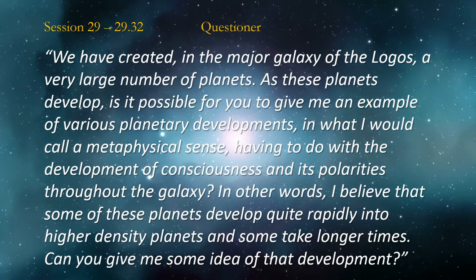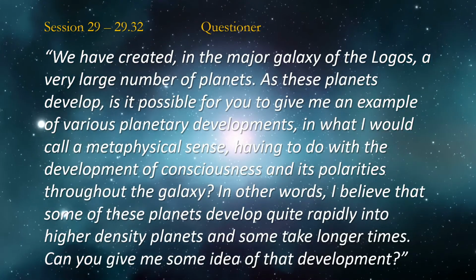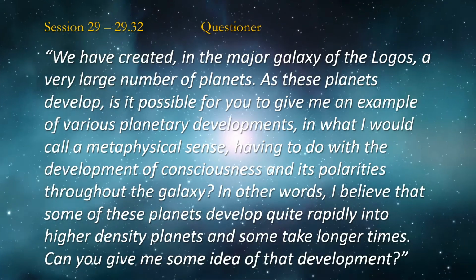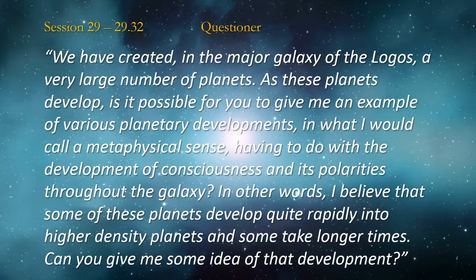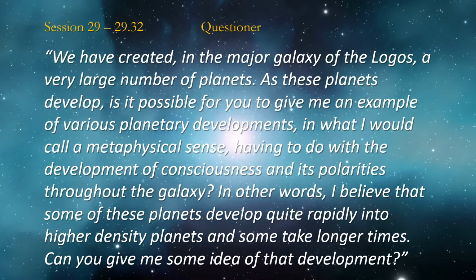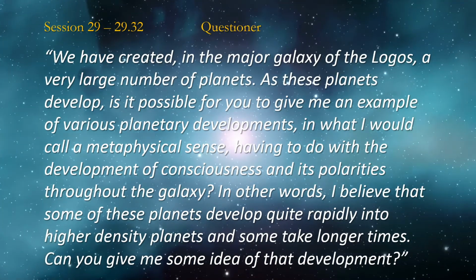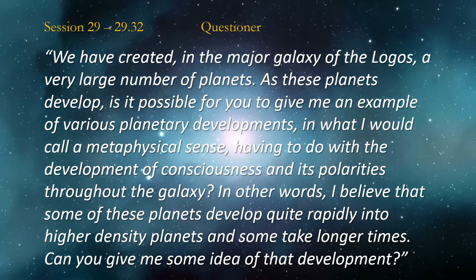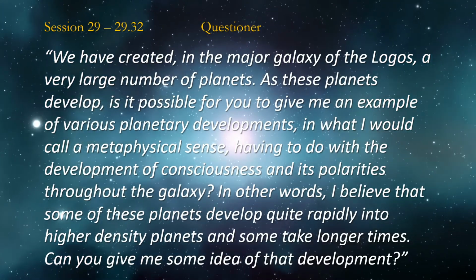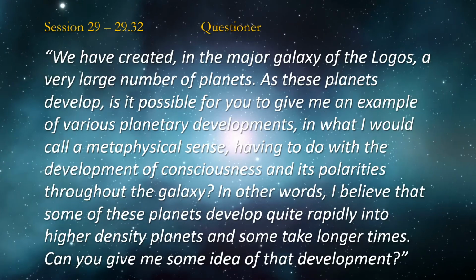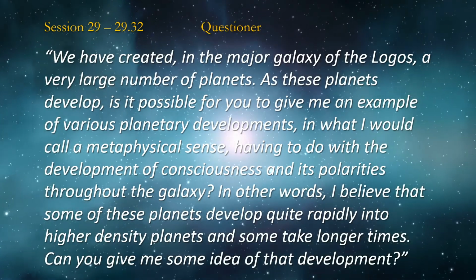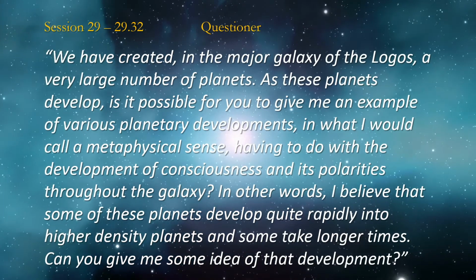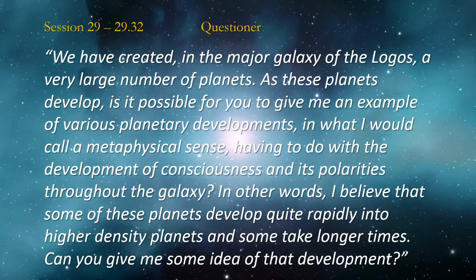And he says, "We have created in the major galaxy of the Logos a very large number of planets. As these planets develop, is it possible for you to give me an example of various planetary developments in what I would call a metaphysical sense, having to do with the development of consciousness and its polarities throughout the galaxy? In other words, I believe that some of these planets develop quite rapidly into higher density planets, and some take longer times. Can you give me some idea of that development?"